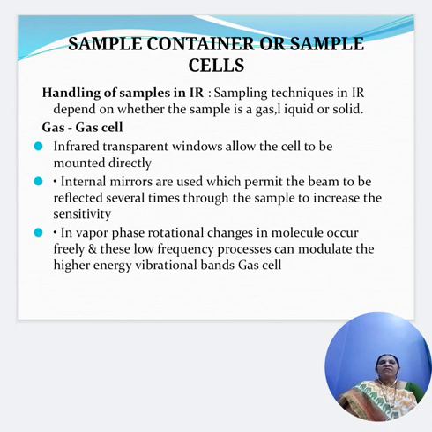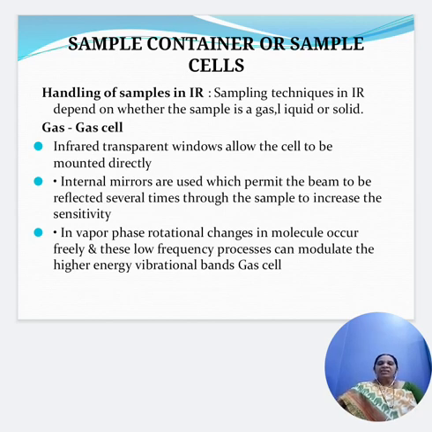So, handling of samples in IR. How do you handle the samples in infrared spectroscopy? Sampling techniques in IR depend on whether the sample is a gas, a liquid or a solid. It depends upon the type of the sample. If it is a gas sample, you use a different sample container. If it is a liquid, we use a different sampling technique. If it is a solid, a different sampling technique.